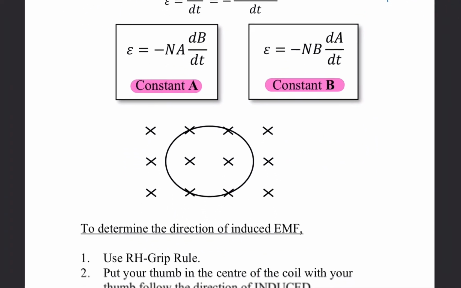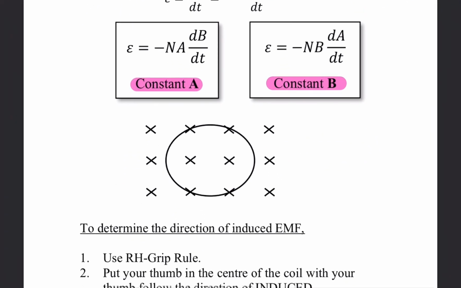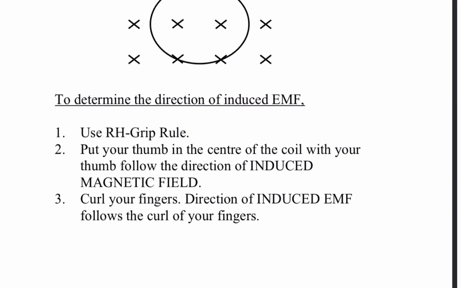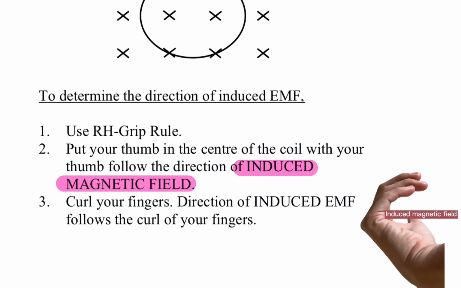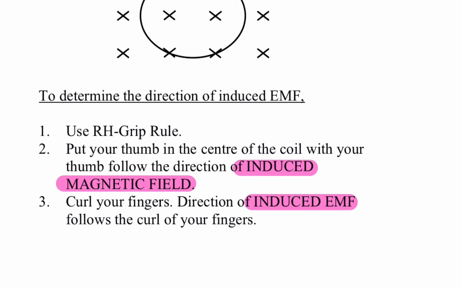Right? So how do we determine the direction of induced EMF for this case? We will use the right hand grip rule. Put your thumb in the center of the coil, with your thumb following the direction of the induced magnetic field. The key point here: you have to use the induced magnetic field, not the external magnetic field given in the question. Then curl your fingers; the direction of induced EMF follows the curl of your fingers. Or induced current, basically it's the same thing.